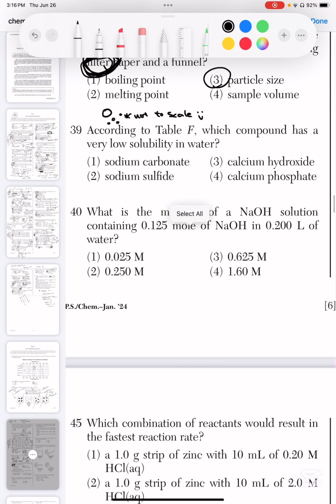According to 39, which compound has very low solubility? Oh, I hate reading that table.